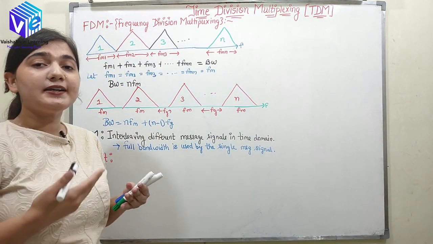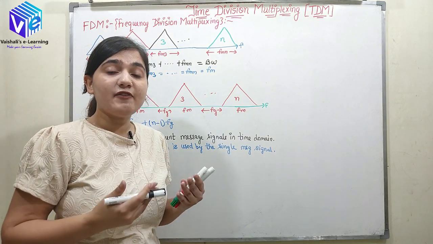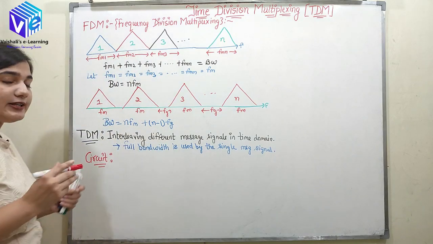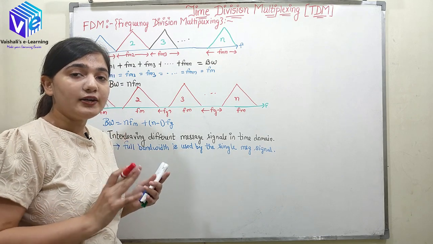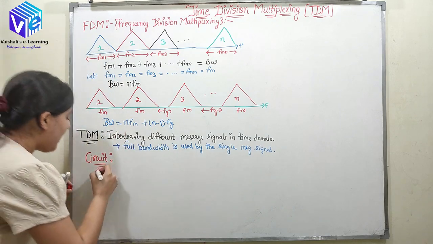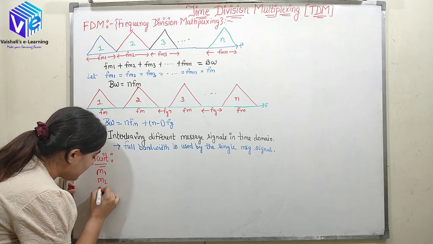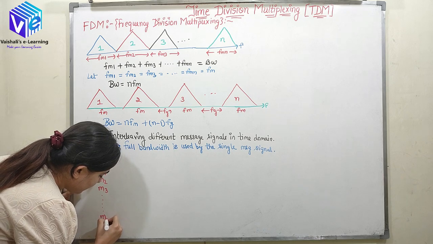So how will I be using this sampling duration? I have a device which is called the commutator. The circuit works upon a device called the commutator. Here I have the first message signal, the second message signal, the third message signal, up to the nth message signal.